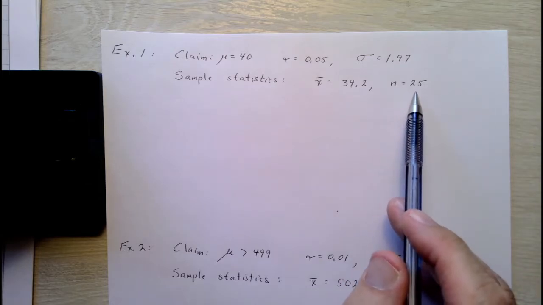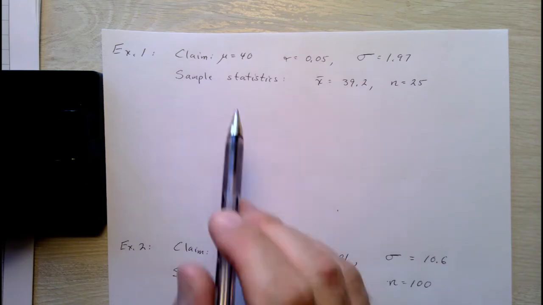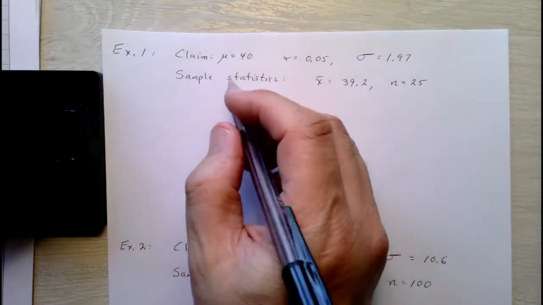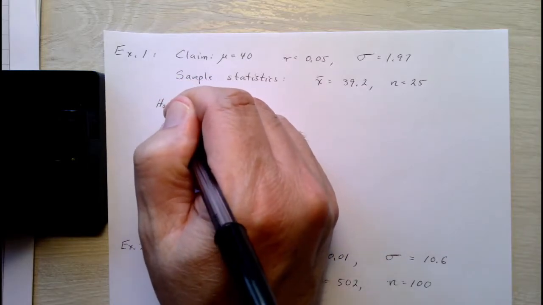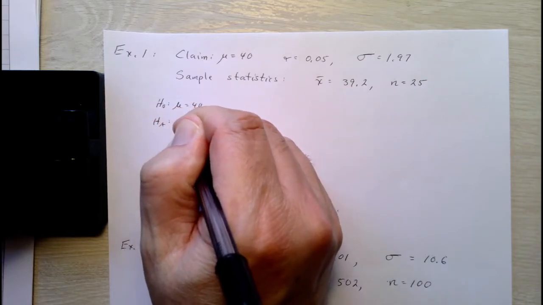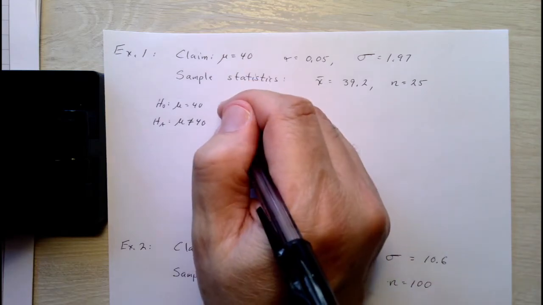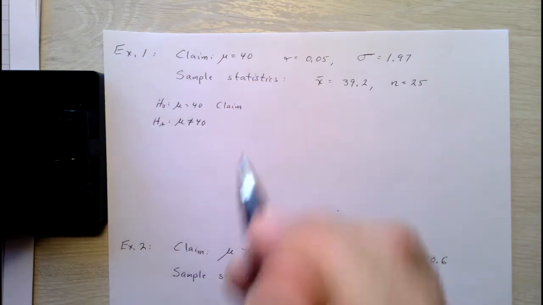We are going to say, I know that 25 is less than 30, so we're just going to assume that the population was normally distributed. We'll also assume that the sample is random. And we identify the claim. Well, it's here. It has equality, so it has to be the null hypothesis. And then the alternative hypothesis says mu is not equal to 40. And this is the claim. Claim is the null hypothesis.